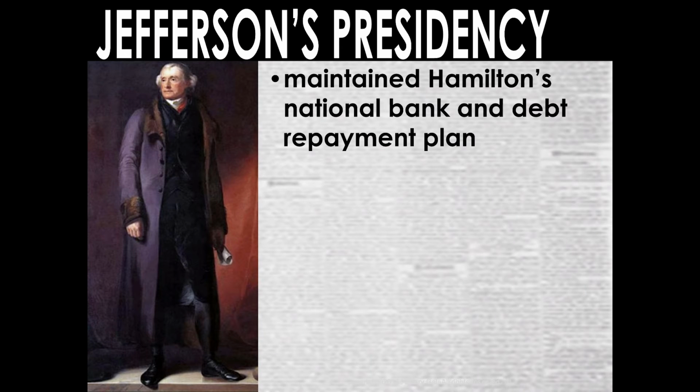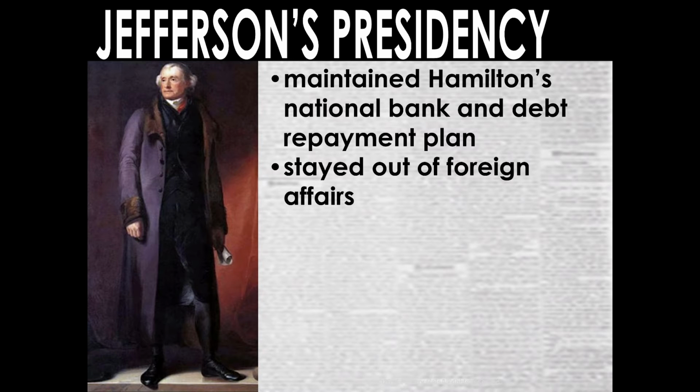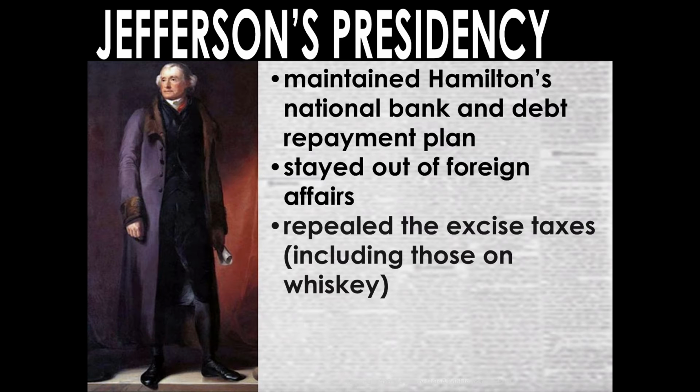So Jefferson's presidency, he maintained Hamilton's national bank and debt repayment plan. We all know Hamilton was very well known for establishing the national bank, and he stayed out of foreign affairs. We kind of call this an isolationist theory in political science. He repealed the excise tax, including those on whiskey. So we all know about the Whiskey Rebellion on that.